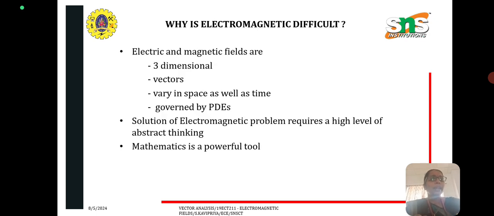Electric and magnetic fields are three-dimensional vectors and they vary in space as well as time. They are governed by PDEs. The solution of an electromagnetic problem requires a high level of abstract thinking. Mathematics is a powerful tool. That's why electromagnetics seems to be difficult.